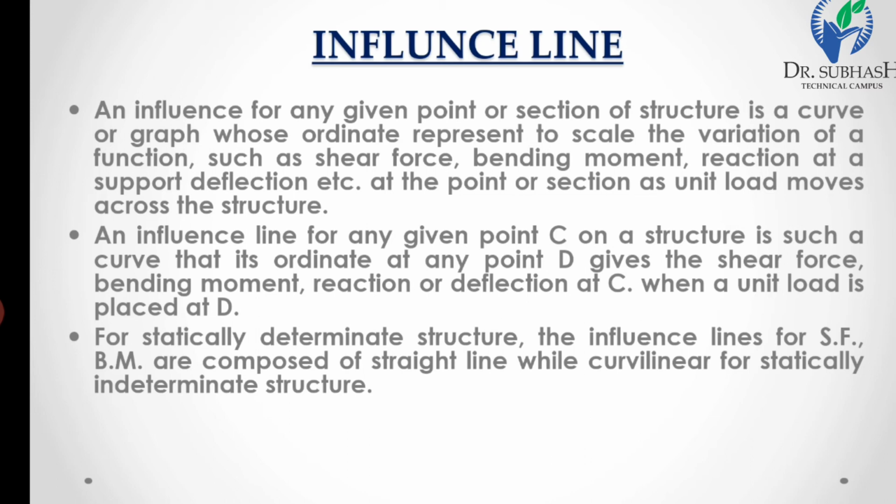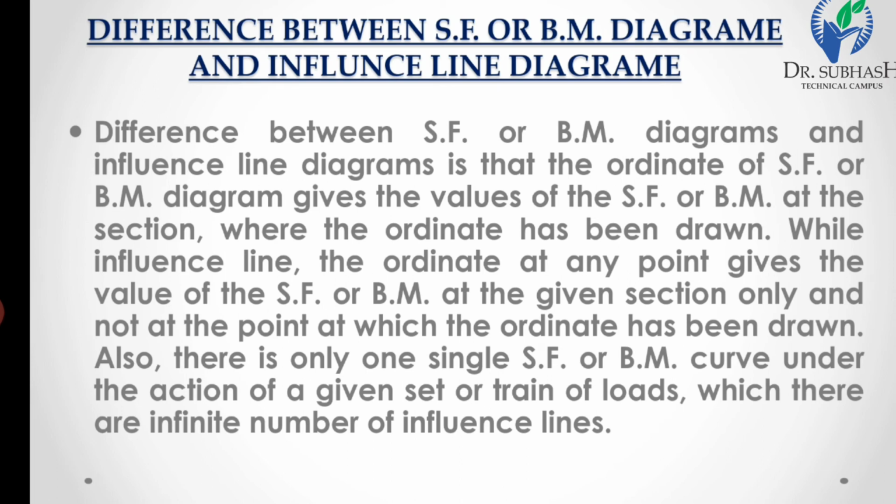For a statically determinate structure, the influence line is represented by straight lines. Why? Curved lines occur in statically indeterminate structures. Now the difference between a shear force and bending moment diagram and an influence line diagram is that the ordinates of the shear force and bending moment diagram give the value of shear force and bending moment at a section, whereas the ordinates of the influence line at any point give the value of the shear force or bending moment for a load at that point. That's why it is a very important method for finding values at any point.